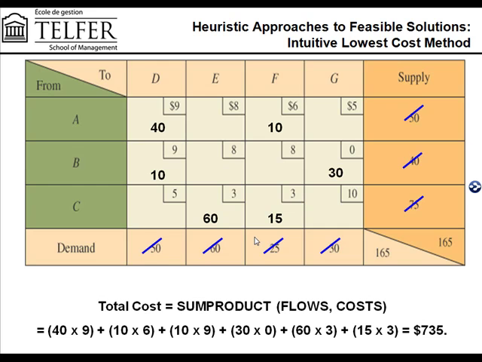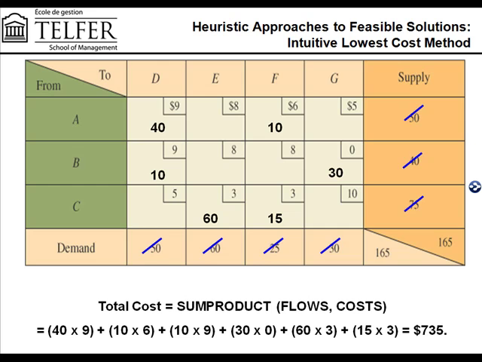Or in Excel, you could just do a sum product of the flows and costs, and that will give you $735, which is much less than what you saw in the previous scenario where our total cost was $1,205. So this does give you a better solution than the previous procedure. However, both of these solutions are feasible. They're not optimal. We don't know whether these are optimal or not, but they are feasible solutions.